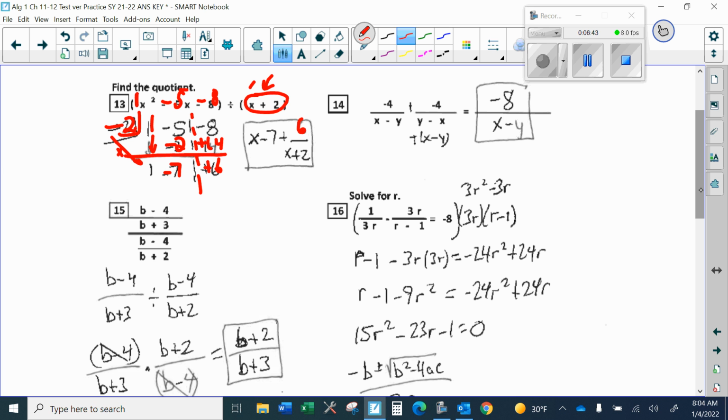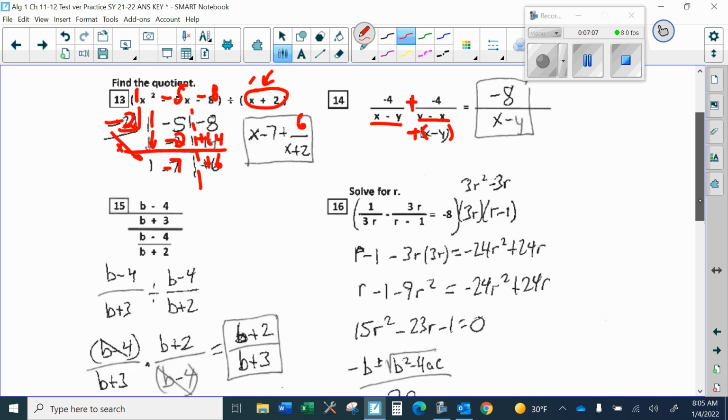Number 14. I see I have an x minus y there. I can make this x minus y by factoring out a negative, and then it becomes x minus y. And there was a negative there, so a negative out of negative is a positive. That's why that switched to a positive there. And now I already have like denominators of x minus y, and then I just add the numerators. Negative 4 plus negative 4 is negative 8.